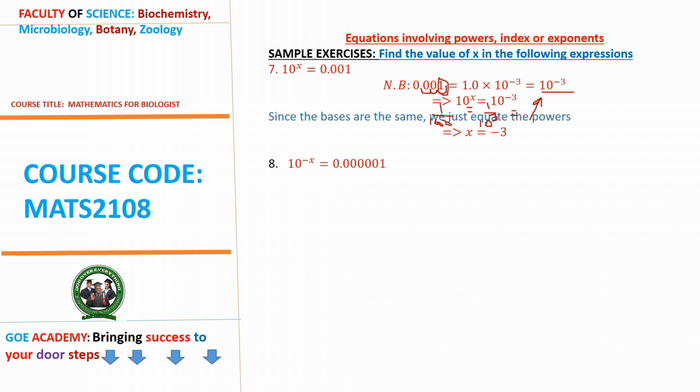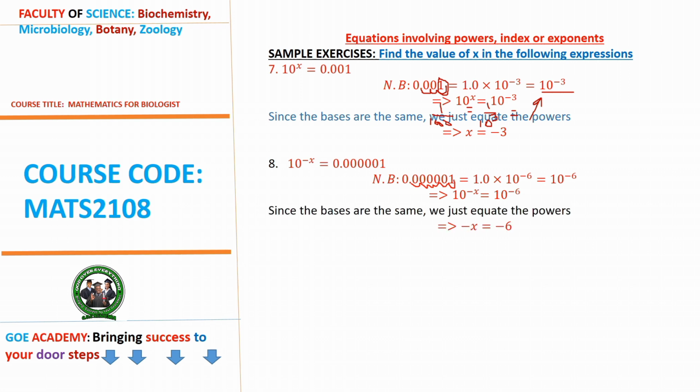So if we simplify that, we are going to end up with 1.0 times 10 to the power minus 6, since we have moved 6 times to arrive at the whole number position. We have moved 6 times, 1, 2, 3, 4, 5, 6. And we're moving towards the right, so our power is negative. Okay, so in that case, 10 raised to the power minus x equals 10 raised to the power minus 6. The bases are the same, so we equate the powers as usual. So negative x equals negative 6.